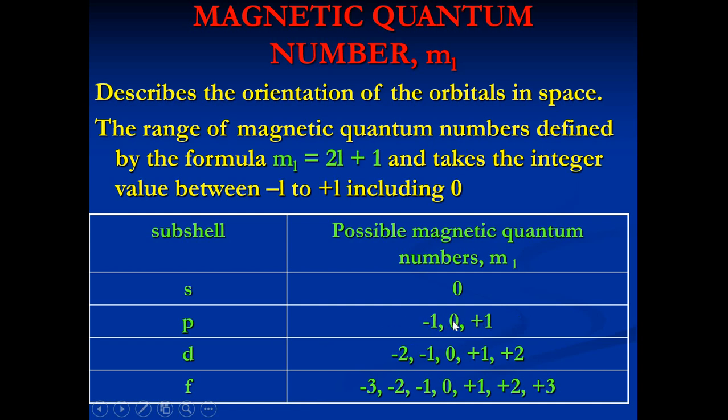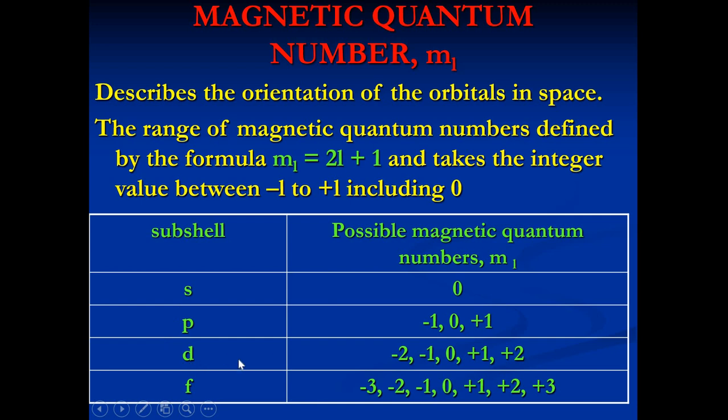For each box, the first box contains minus 1, the middle box, which is the second box, is 0, and the last one is plus 1. So for the px it is minus 1, for the py it is 0, for the pz it is plus 1.